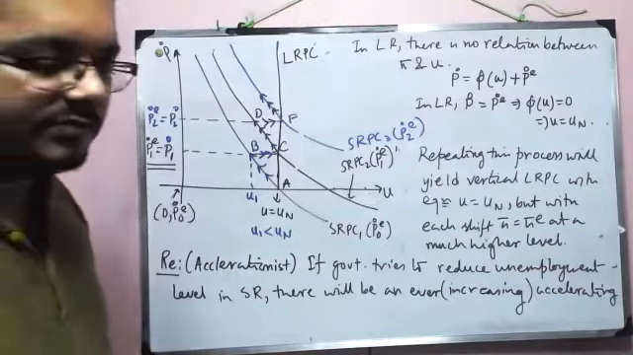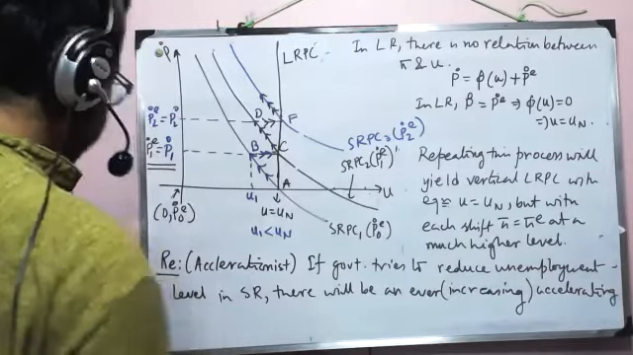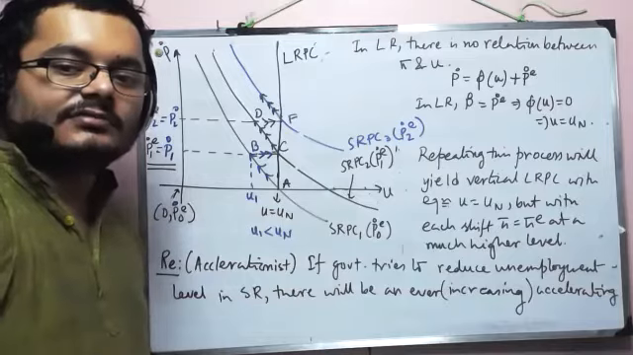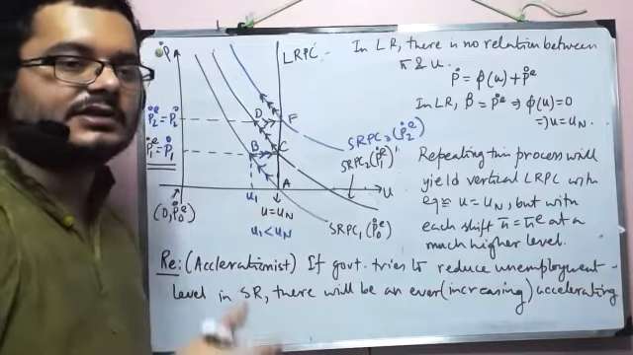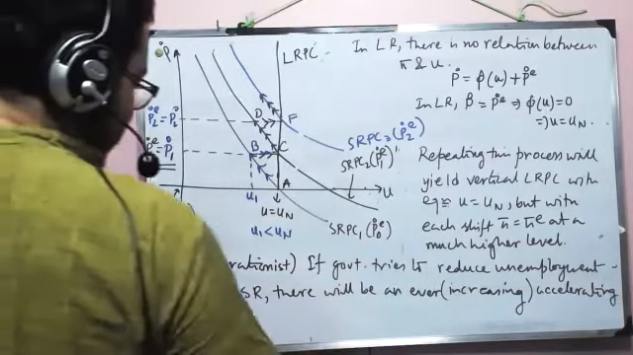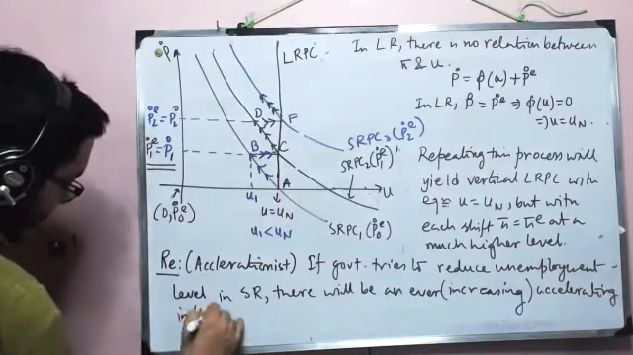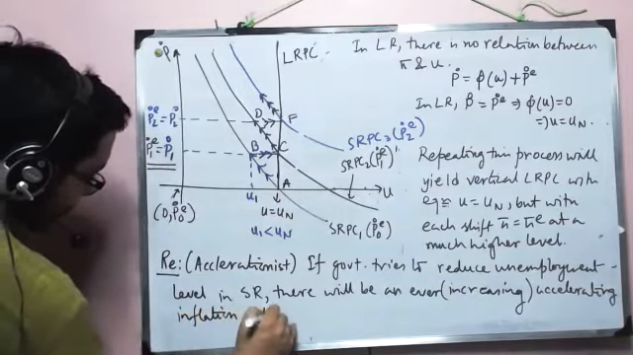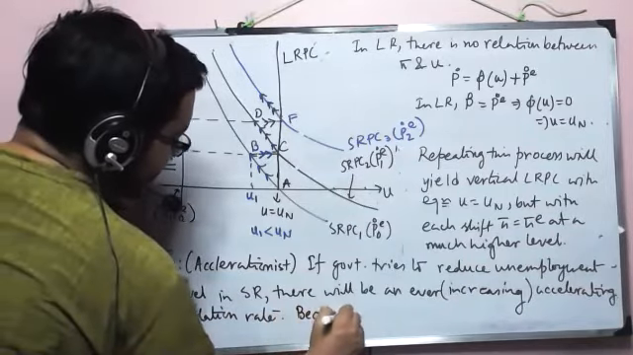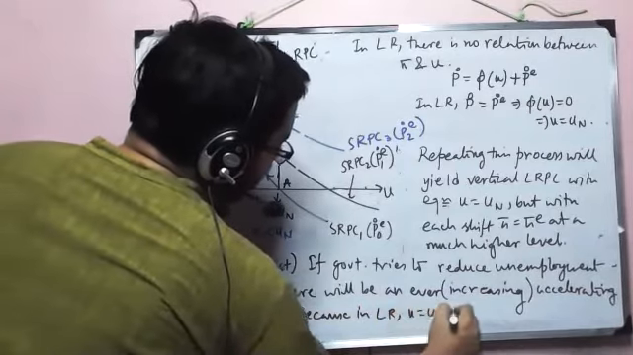So, you know, velocity, acceleration. So change in price is inflation, and change in inflation is change in the change in price. So acceleration, that's why accelerating. So in short run, there will be an ever accelerating inflation rate. And the reason is very simple, because in long run, U equal to UN always.